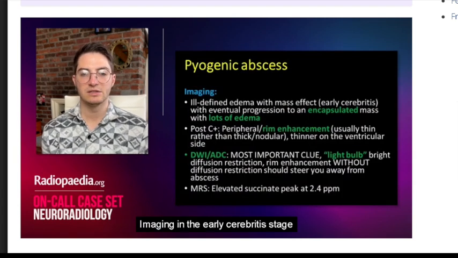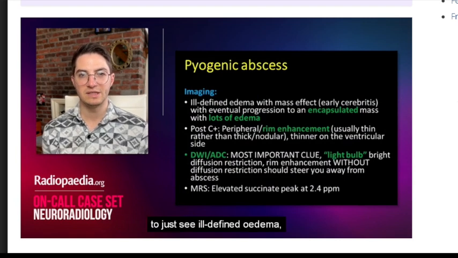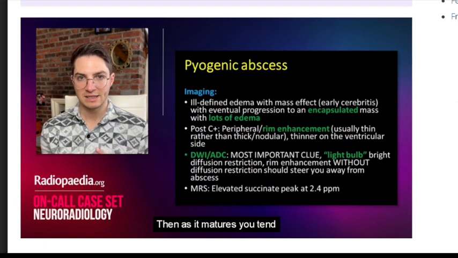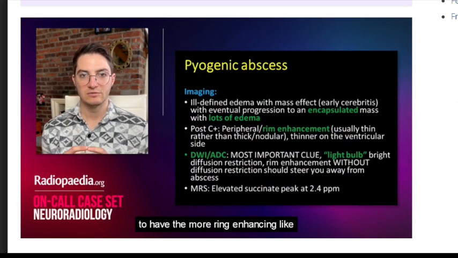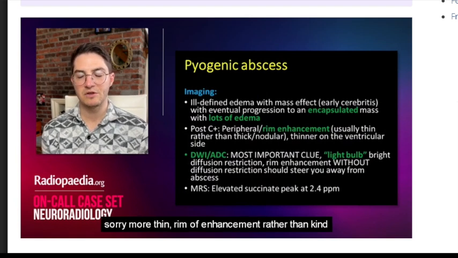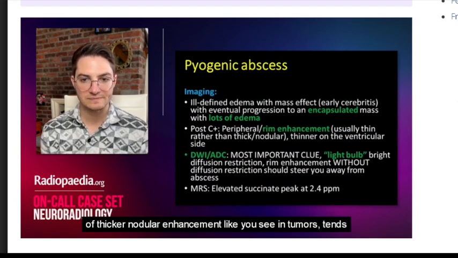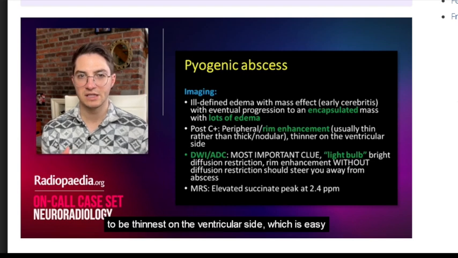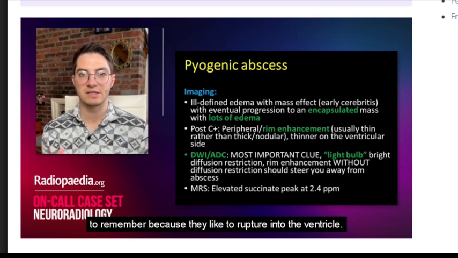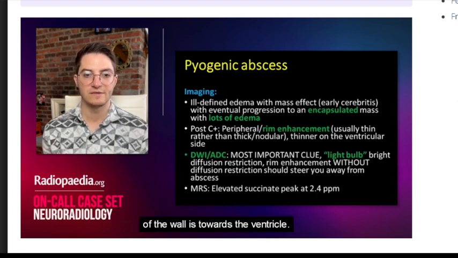Imaging in the early cerebritis stage before the abscess is mature, you tend to just see ill-defined edema, maybe some patchy enhancement. Then as it matures, you tend to have the more ring-enhancing, encapsulated lesion. And then on the post-contrast, it tends to be more of a thin rim of enhancement rather than thick or nodular enhancement like you see in tumors. It tends to be thinnest on the ventricular side, which is easy to remember because they like to rupture into the ventricle. So the thin, weaker side of the wall is towards the ventricle.